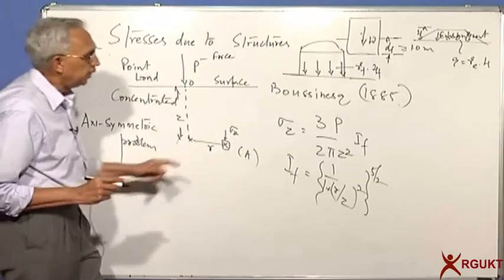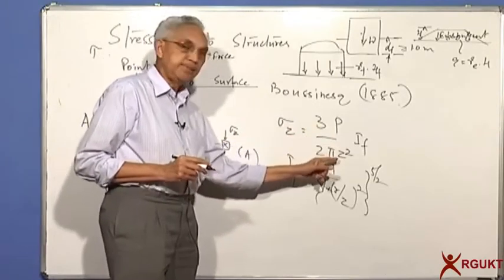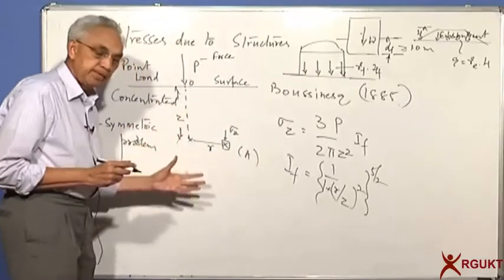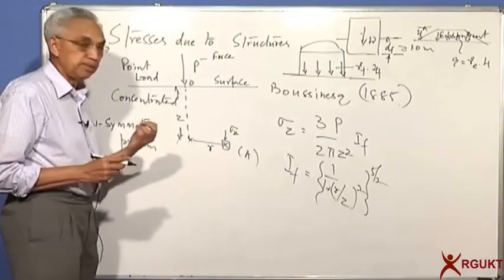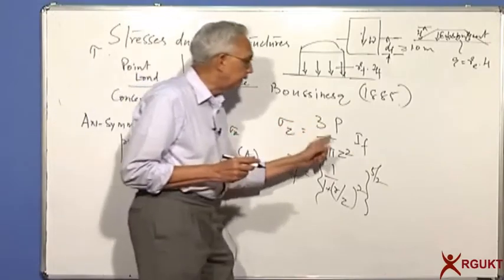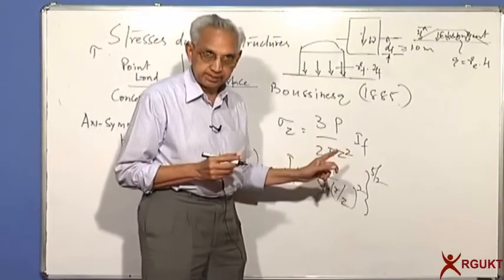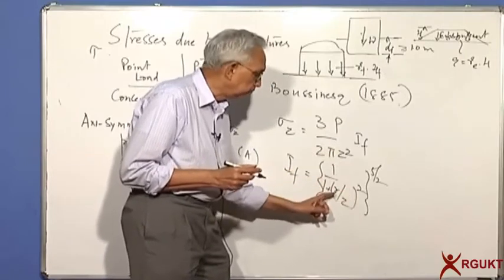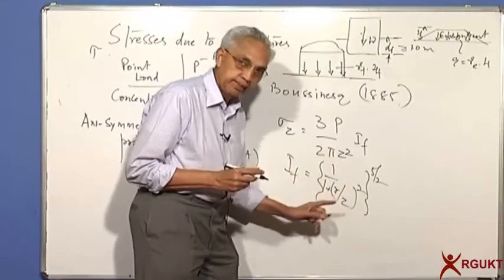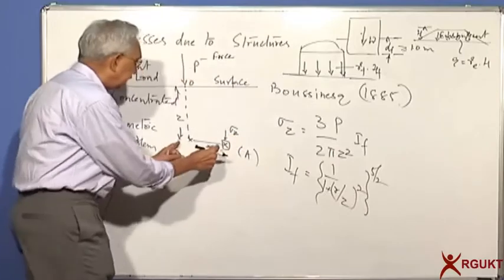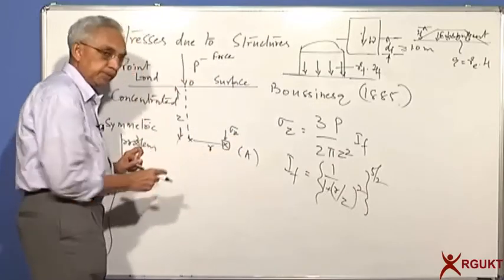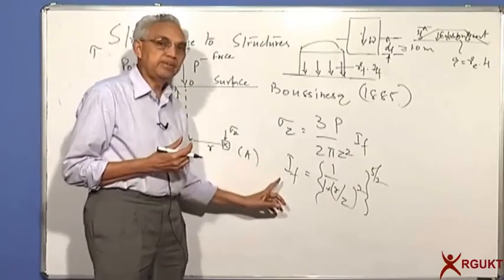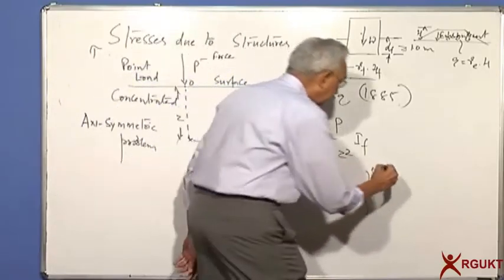Since, as I said, P is a force and Z is a length measure, it can be 2 meters, 5 meters, 10 meters. So it's a length measure. So you can see P by Z square will give me the stress. And if you look at the influence coefficient, we have a ratio R by Z. R is again a distance and you are dividing by the depth. So it becomes a dimensionless term. So this is the influence coefficient, which is non-dimensional.